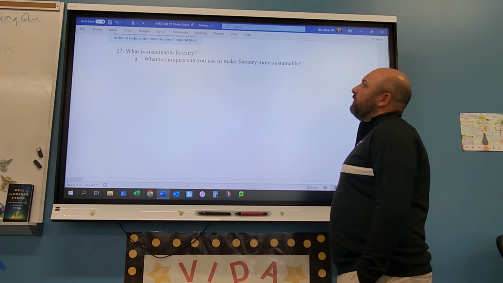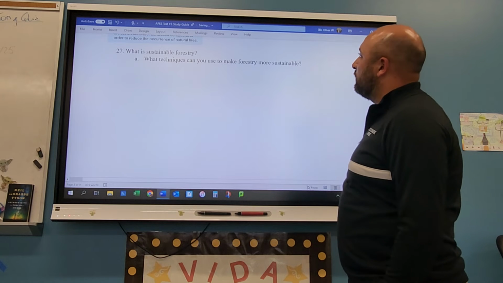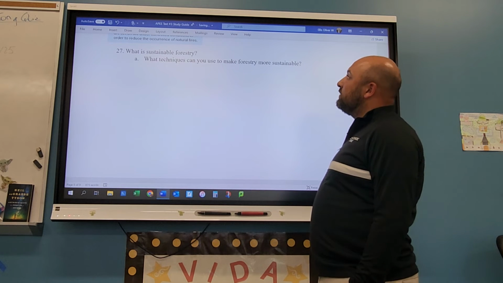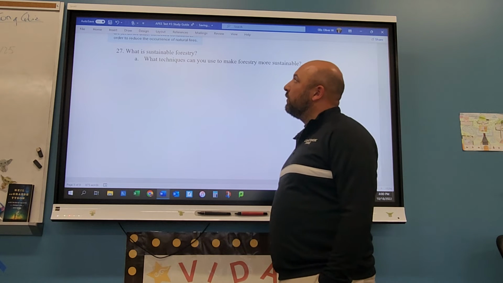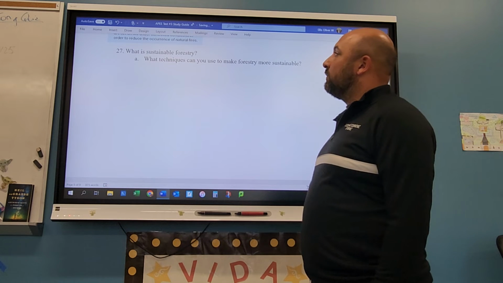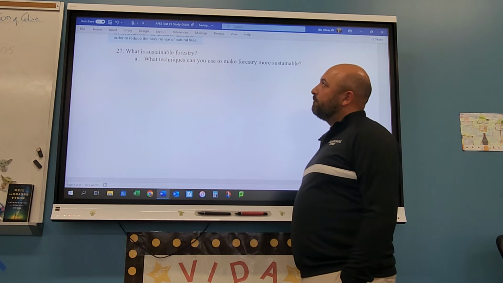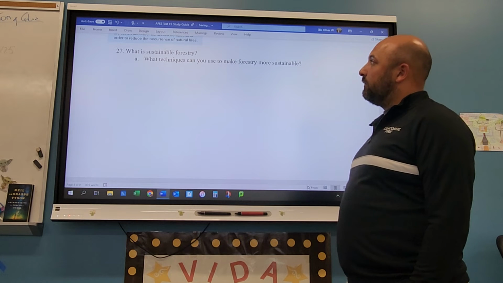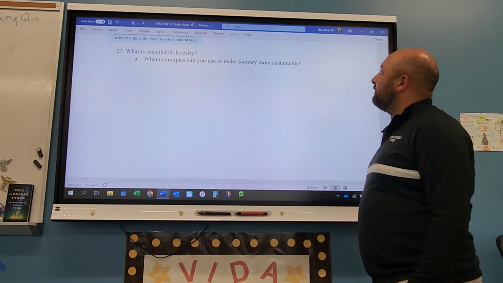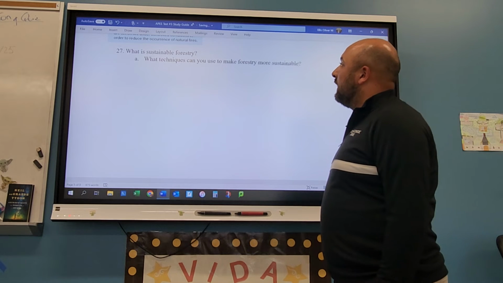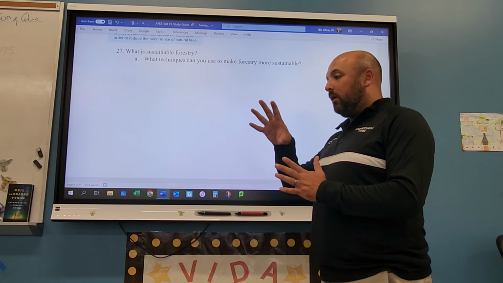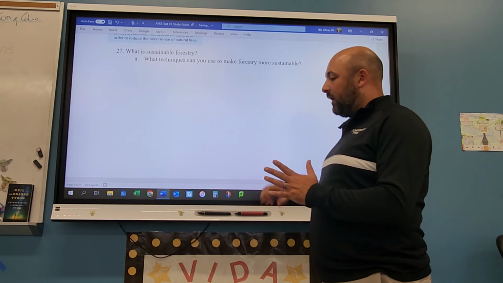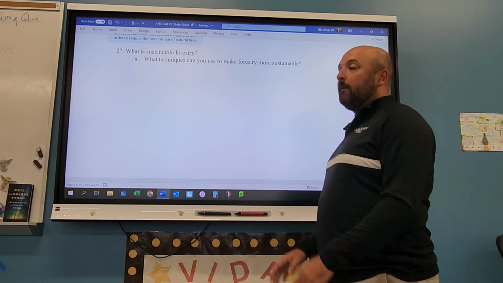So what is sustainable forestry? What techniques can you use to make forestry more sustainable? Sustainable forestry just means we're getting our trees without destroying the whole forest, right? And getting the amounts that we need when we need them, without taking away from the overall share. Basically, we can do rotational forestry, right? Where you're only getting trees from one area at a time and letting the other areas regrow.